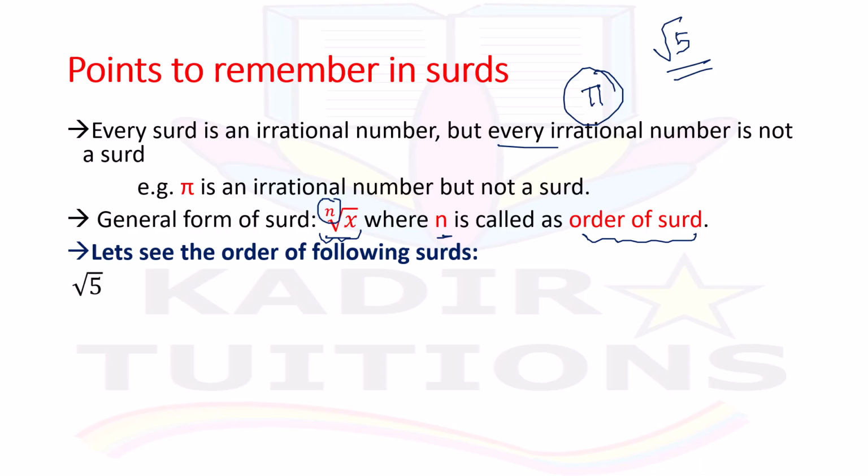What is root 5? Nothing is mentioned here, so it's the square root of 5. Then what is the order? It's 2. The next question is the biquadratic root of 8. What is the order over here? It's 4. And what is this one? Cubic root of 20. Just find the answer by yourself.